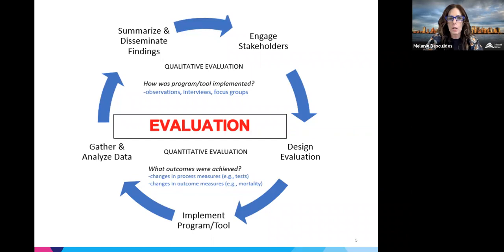And evaluation is great if it's quantitative, but even better if it's a mix of methods. When I say qualitative, I mean how the program or tool is implemented. As I mentioned before, we can do observations, interviews, focus groups, a plethora of different things. And when I talk about the quantitative piece, we're thinking about what outcomes were achieved. These are changes in process measures like tests, or changes in outcome measures like mortality, just for example.